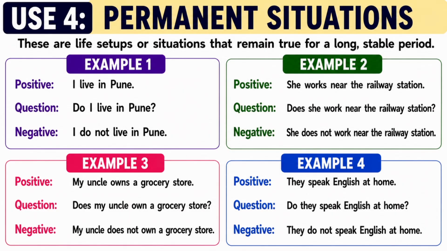Example 3. Positive. My uncle owns a grocery store. Question. Does my uncle own a grocery store? Negative. My uncle does not own a grocery store. Again, after does, owns becomes own.